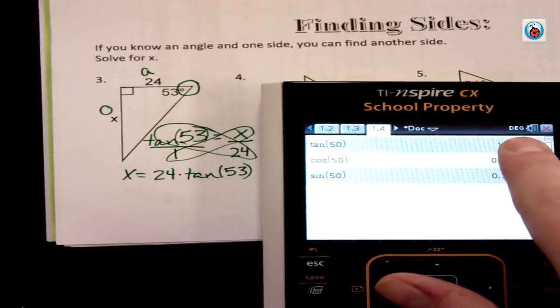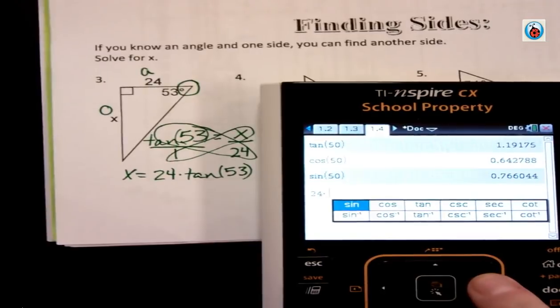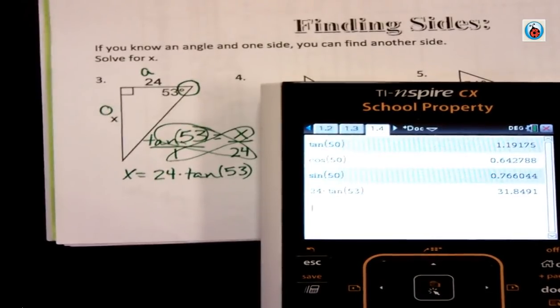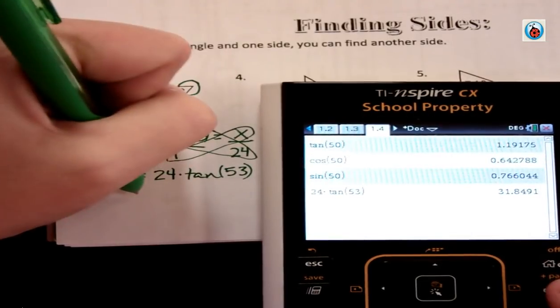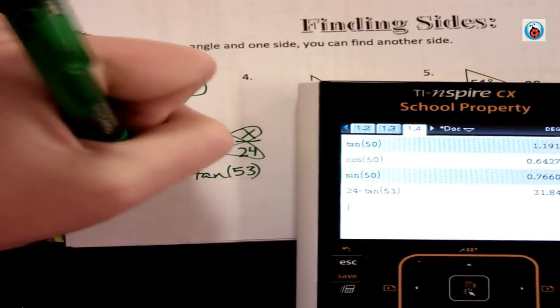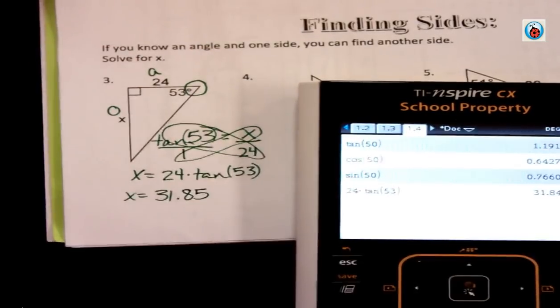Our calculator's still in degree mode. That's important. So we're going to take 24, and we're going to multiply it by tangent of 53. We press enter, and it gives us the number 31.85. We'll go ahead and round it to the nearest hundredth. X equals 31.85.